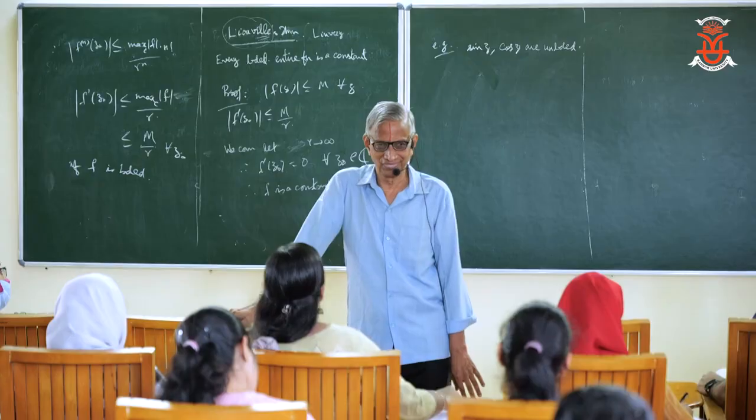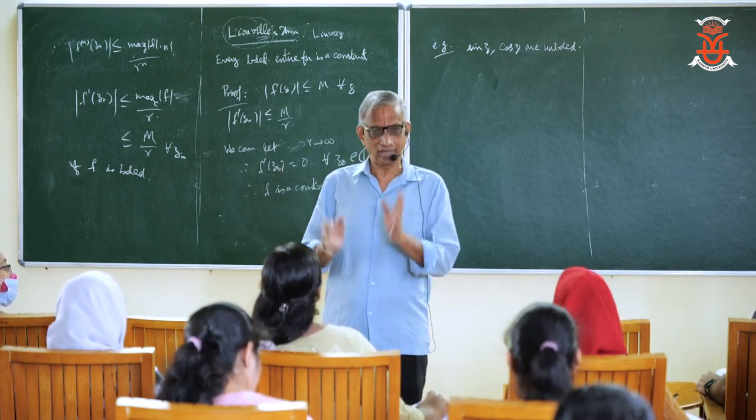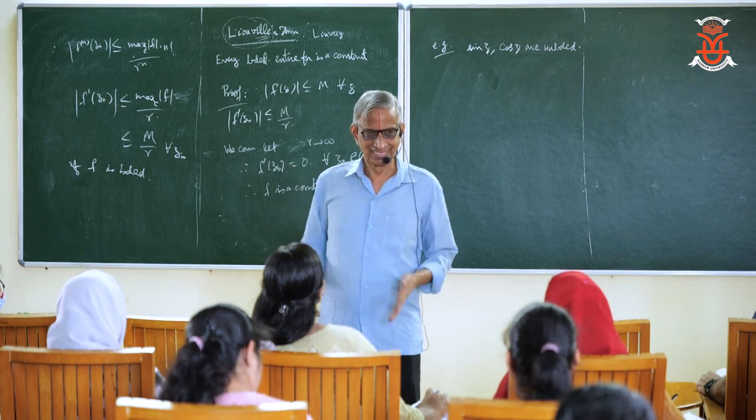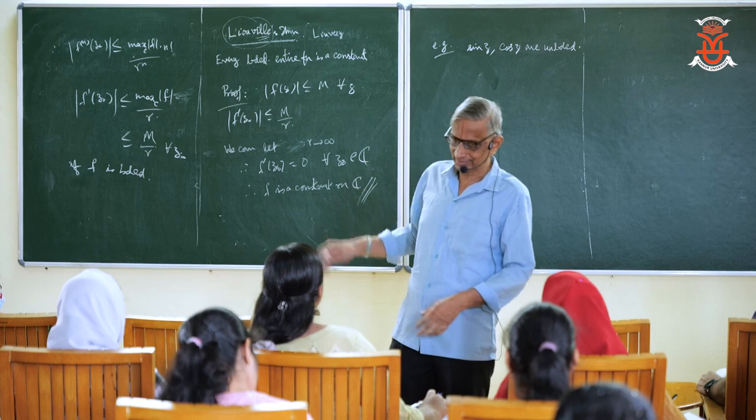Basically, because for example, when you say e power ix, its modulus is 1, but e power iz, its modulus is not 1, right? E power iz is unbounded, and therefore these are unbounded.